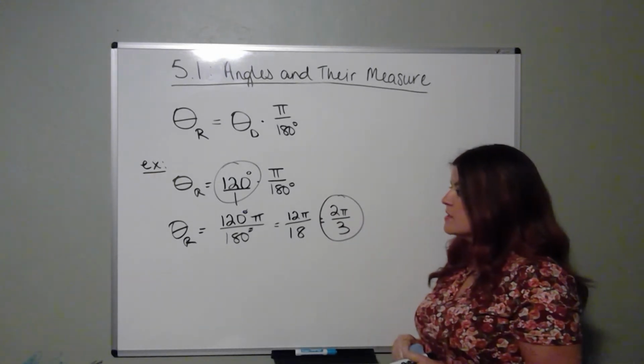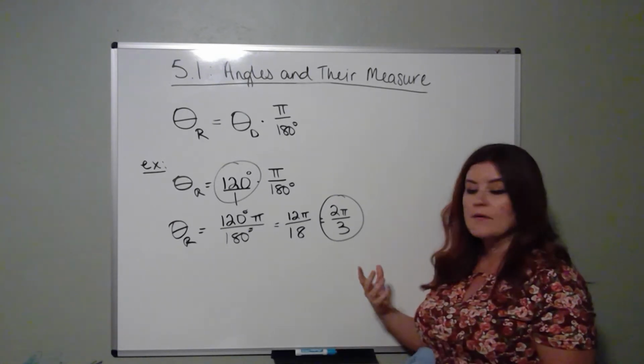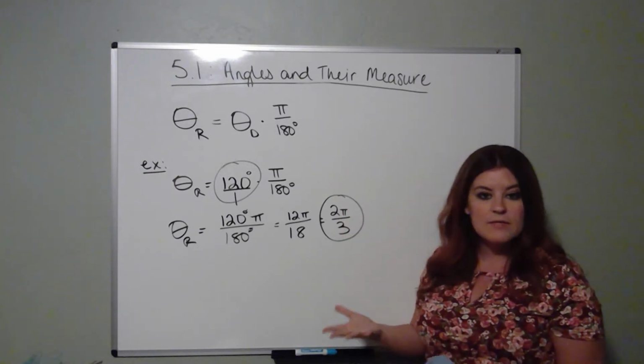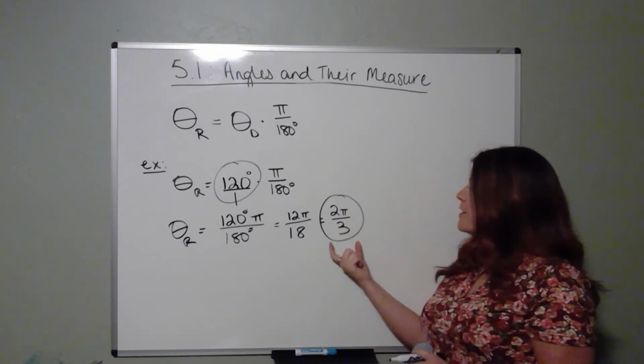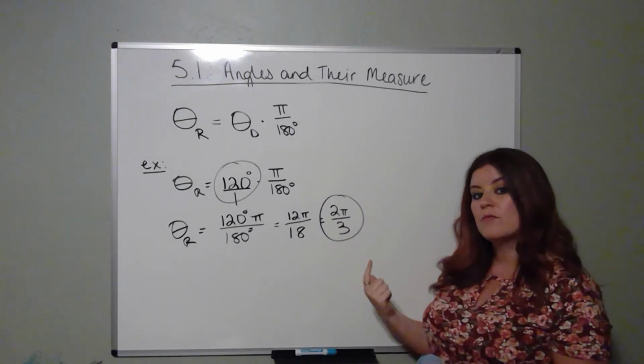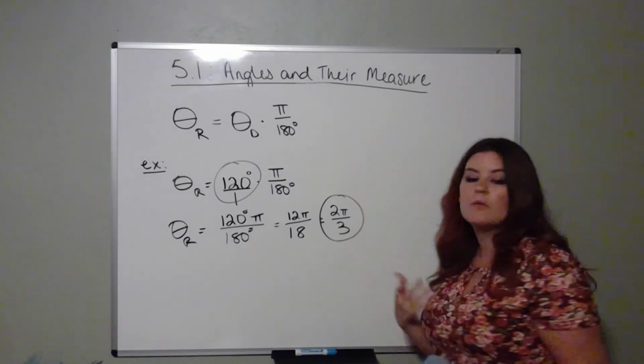You do have some questions that want you to round your answer. If it said to round, you would have to put 2 pi over 3 into your calculator and then get a rounded value. But on this one, leaving answers in terms of pi, I'm looking for 2 pi over 3. Let's do one where it wants me to round.